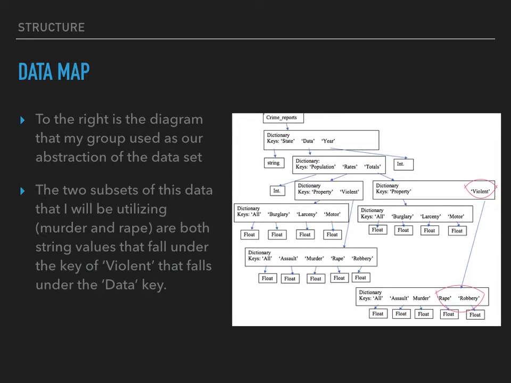So for structure, we have our data map that we discussed on the abstraction slide. On this slide, you will see the visual representation of the abstraction that I mentioned in the very beginning of the presentation. The two subsets of this data that I will be utilizing, murder and rape, are both string values that fall under the key of violent, which falls under the data key.